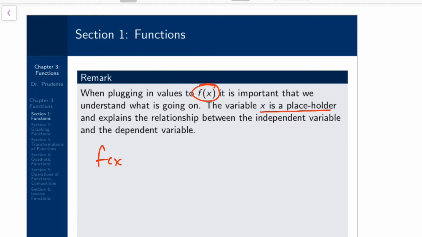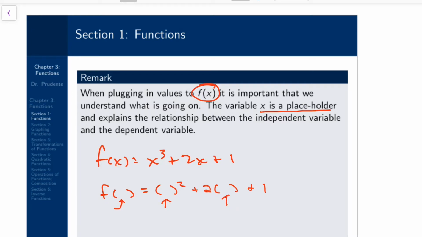f of x equals x cubed plus 2x plus 1 can really be thought of as f of blank equals blank cubed plus 2 blank plus 1. Whatever gets plugged into the left side blank is going to get plugged in every spot I see a blank. So for example, for f of 5, of course we mean 5 cubed plus 2 times 5 plus 1, which is 125 plus 10 plus 1, or 136.